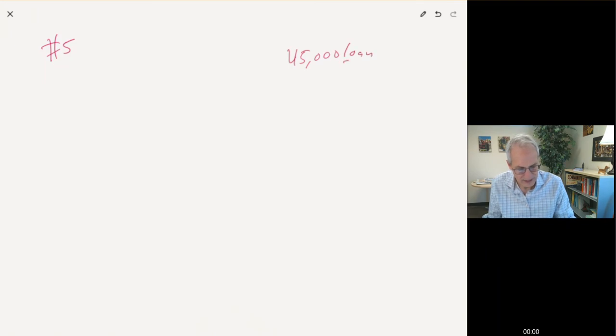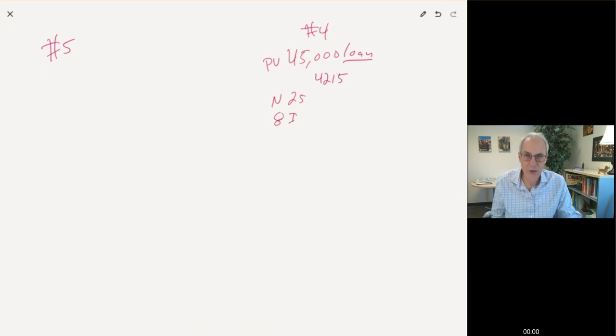And by the way, question number 4 is the same house problem as the Detroit house that we bought earlier, and this is where you find out the payment is $42.15. I'll just tell you that's present value, 25 years is the N, and 8 is the IY. So whenever you do a loan problem, it is always a present value problem because you're always borrowing the money today.